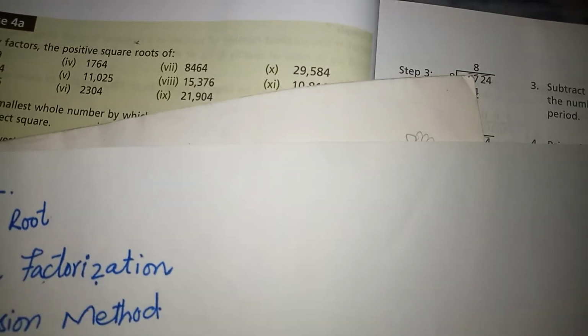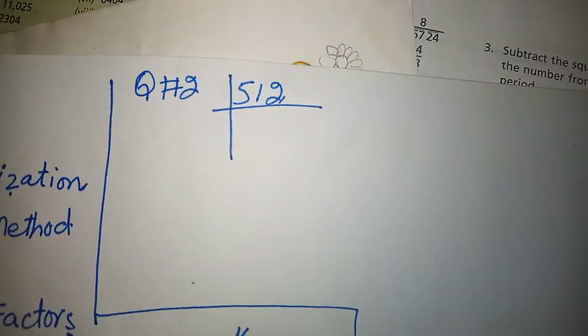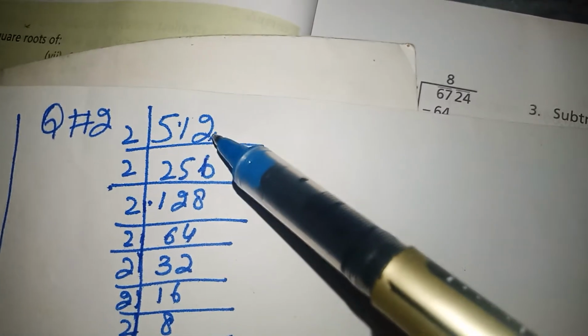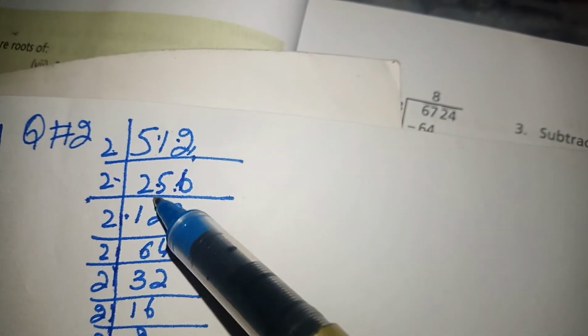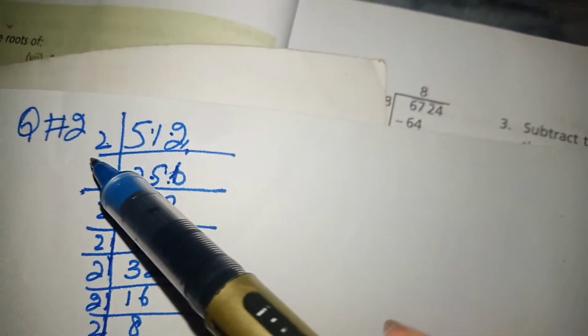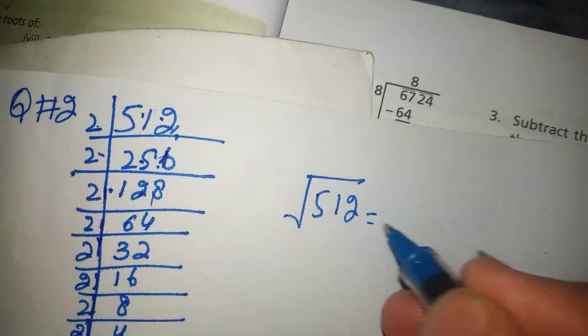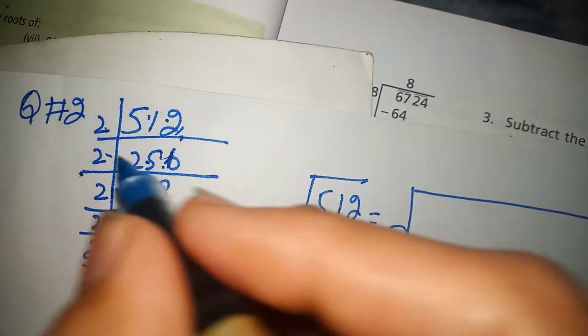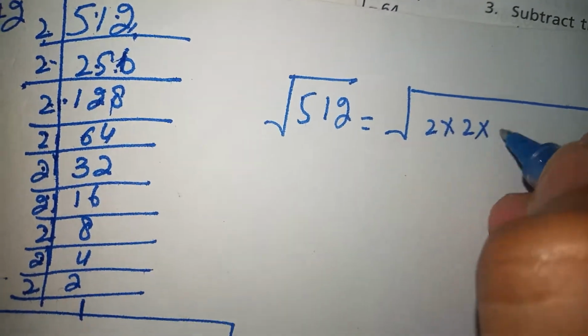So what we have to do in question number 2 is make the factors of the number 512 first, as we have learned in previous classes. These are the factors of 512. 2 ones are 2, 2 fives are 10, 2 sixes are 12, 2 ones are 2, 2 twos are 4, and 2 eights are 16, and so on. So the square root of 512 will be, you can see, the factors.